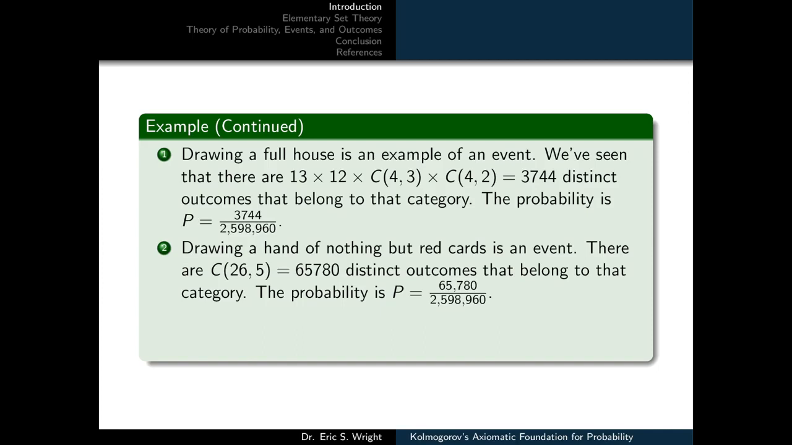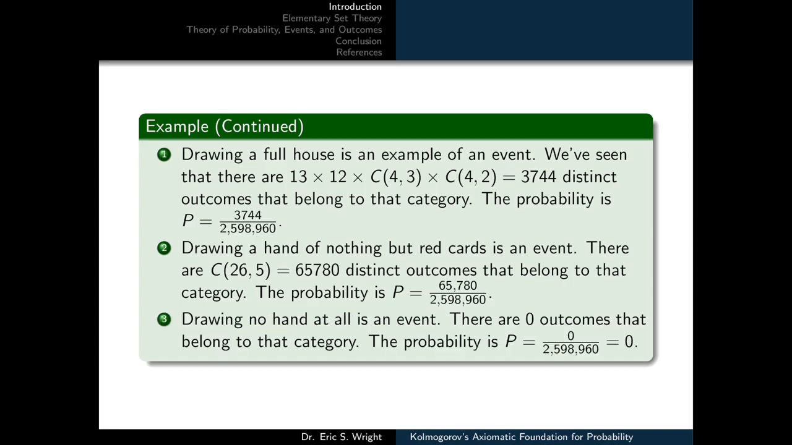Likewise, drawing a hand of nothing but red cards is an event. There would be 26 choose 5 equals 65,780 distinct outcomes that belong to that category. The probability is 65,780 divided by 2,598,960. Finally, drawing no hand at all is an event. There are 0 outcomes that belong to this category, so the probability is just P equals 0 over 2,598,960, which of course reduces to just 0.